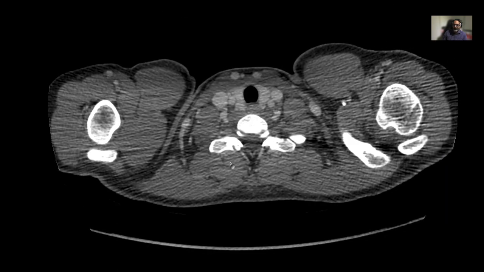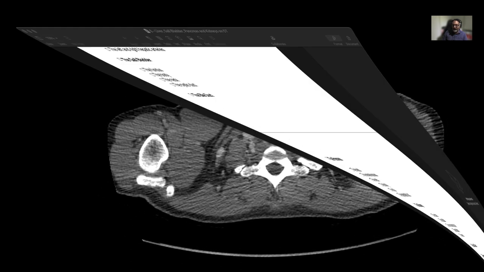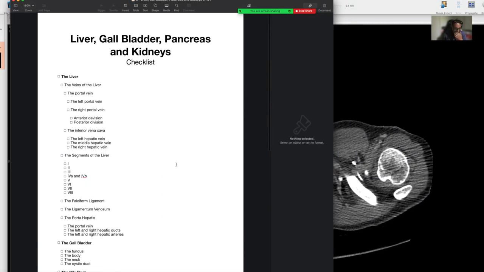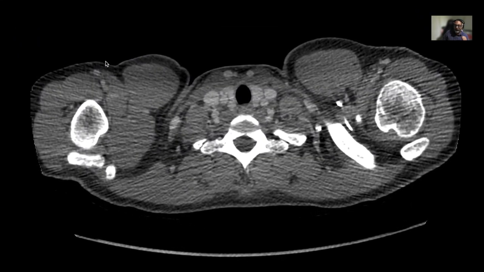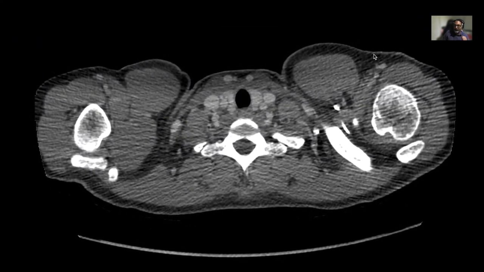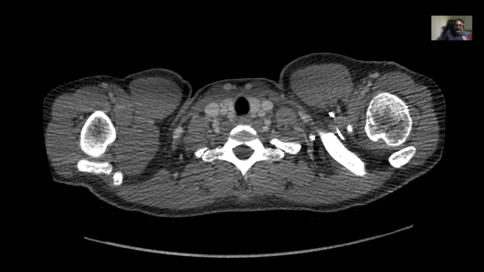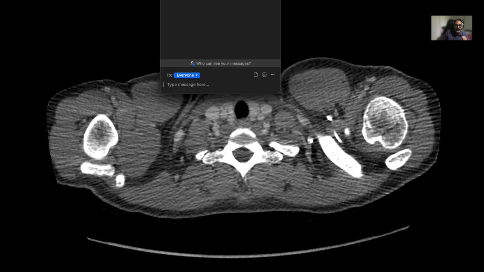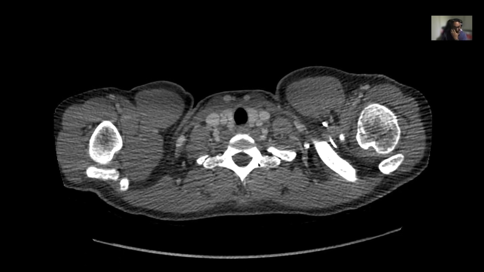And you should be able to see that CT. And so let me just look through the checklist once again so I keep in mind. So we've done the veins of the liver and then the segments of the liver and some of the ligaments and the porta hepatis, and then I'll come back to this. All right, so if you're all ready to go, then I'm also ready to go. Let me just keep a chat window here open in case anybody chats. And there you go. Just keep on that end down here, I guess. All right, let's go.